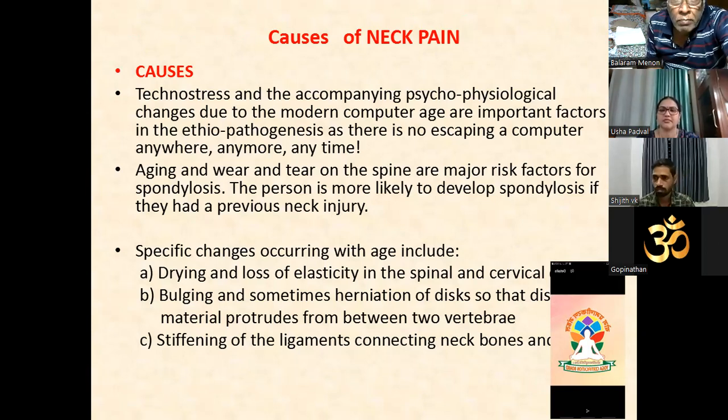Loss of elasticity in the spinal and cervical discs, bulging and sometimes herniation of the disc, so that disc material protrudes from between the two vertebrae, and stiffening of the ligaments connecting the neck bones.